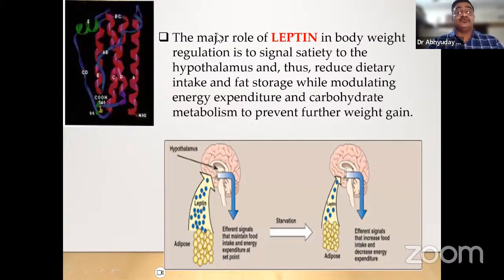So as I was talking about leptin, leptin has a major role in body weight regulation by sending signals of satiety to the hypothalamus.